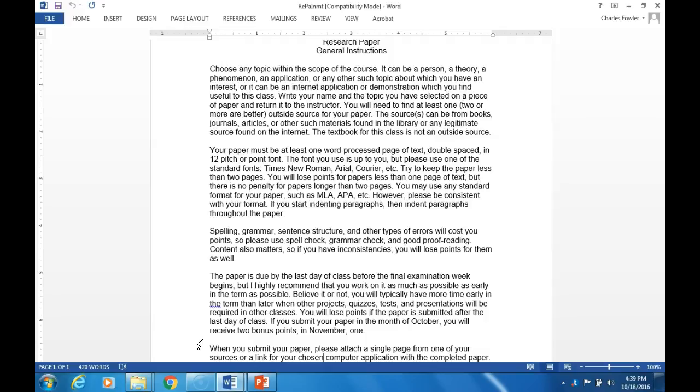Times New Roman, which most things default to. This is Arial, that's fine. Courier is fine. There are tons and tons of great fonts out there. Make sure it's something I can read. Nothing curlicued where I can't make out what letters they are. Okay? Try to keep the paper less than two pages. So shoot for one to two pages.